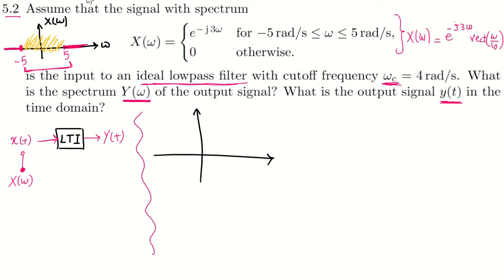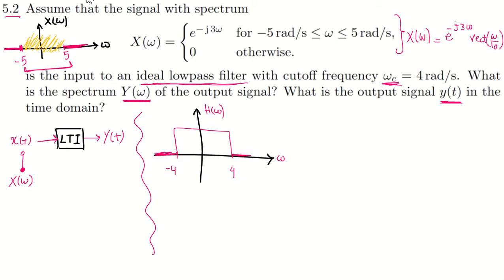The system is an ideal filter, and that means the frequency response of the system is 0 for frequencies higher than 4 radians per second or smaller than minus 4 radians per second, and is 1 for frequencies between minus 4 and 4 radians per second. So let me write it here.